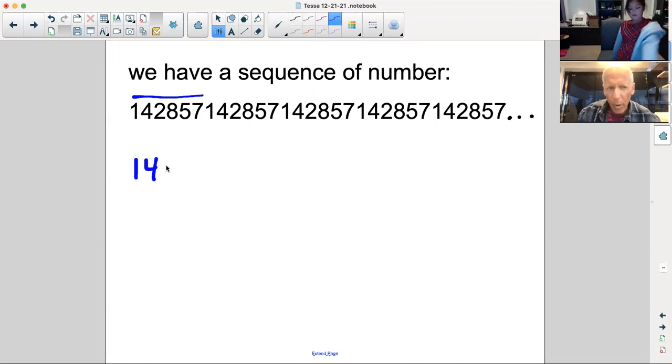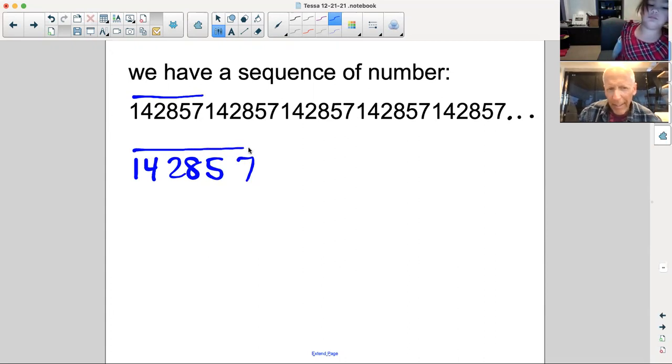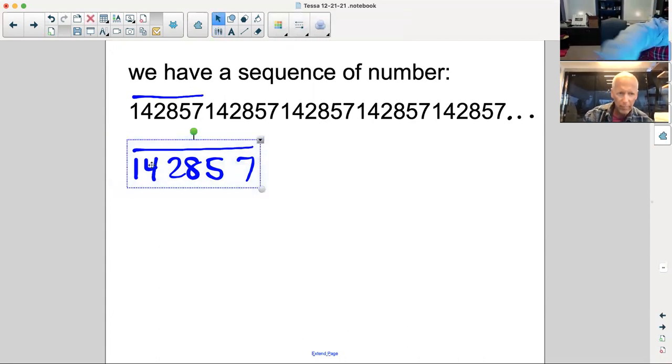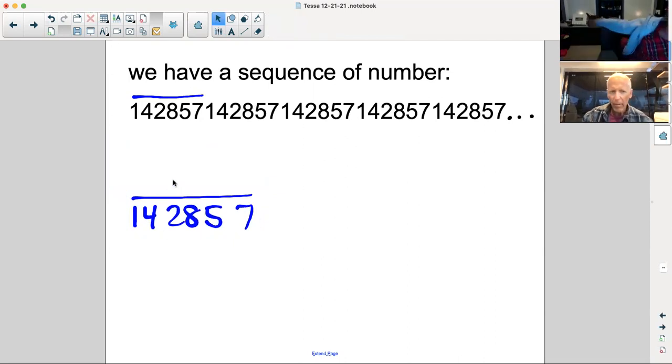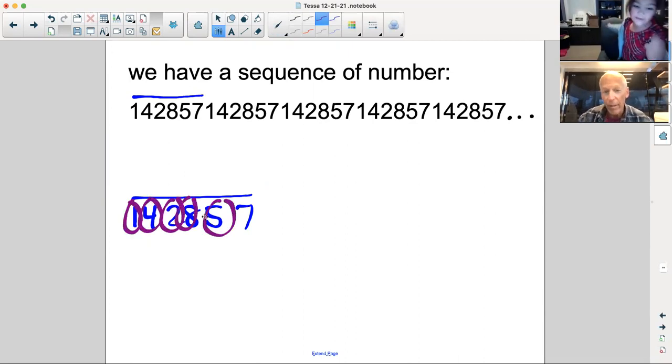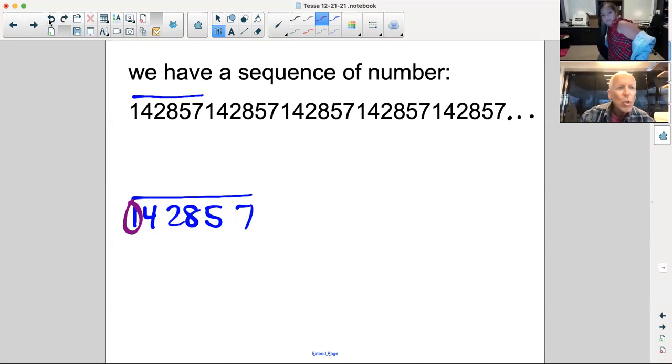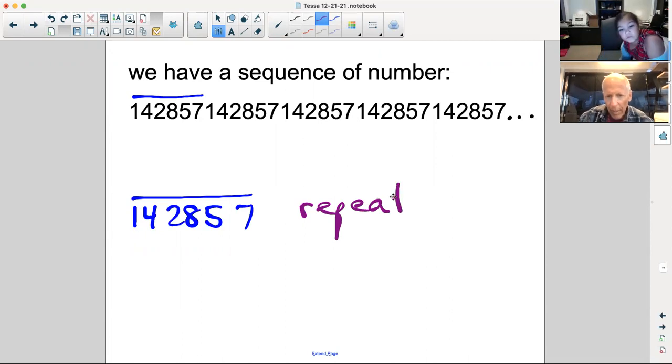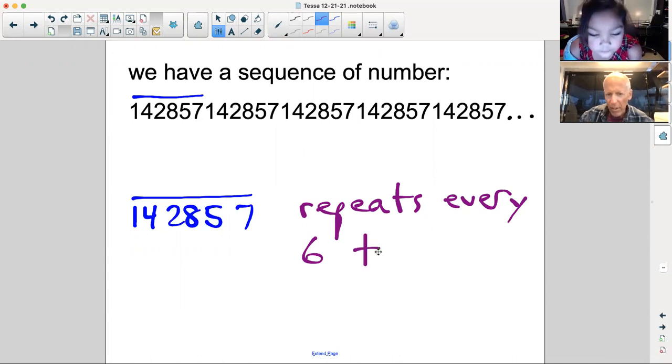So the 142,857 repeats every how many terms? Every 5. Really? I mean, if I count, I go 1, 2, 3, 4, 5, 6. It's 6. So it repeats. It repeats every 6 terms.